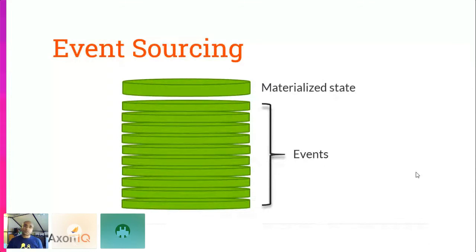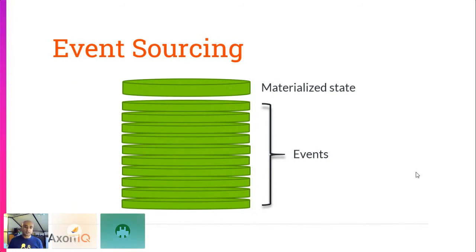So in event sourcing, what you are actually storing is the history of that record, right? Not necessarily the current state, but what happened with this record over a period of time. So you'll start with one state for that record, and you will alter that state over a period of time.